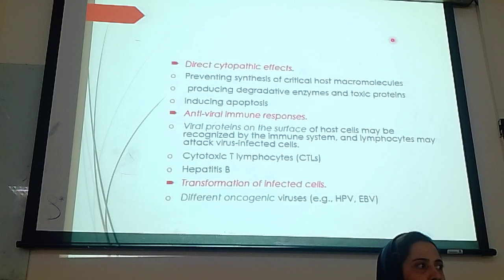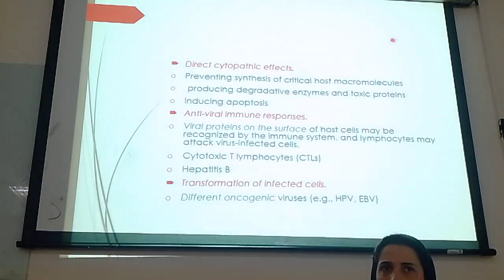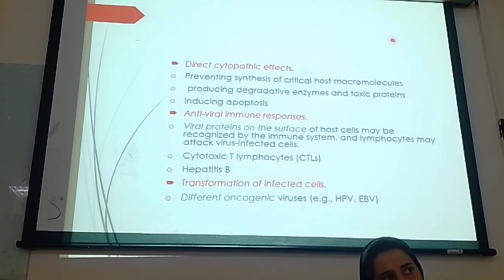And sometimes, as I said, the antiviral immune responses cause injury, for example hepatitis C virus. And sometimes they cause transformation of the infected cells. For example, in HPV, I said, or EBV, or many other types. Can you name some other pathogenic viruses that cause cancers? EBV, HPV, CMV, maybe. CMV is not common. Which cancer is caused by CMV? HHV8, in Kaposi sarcoma, as I said.